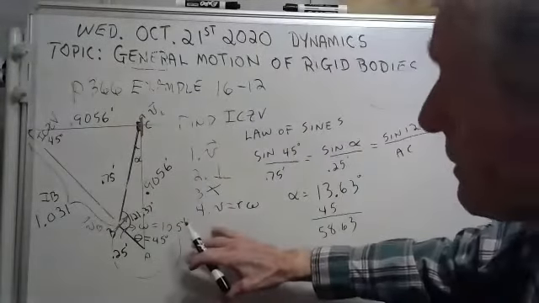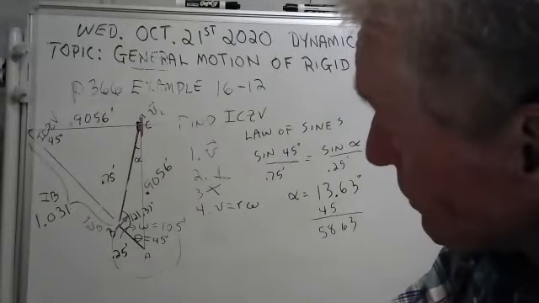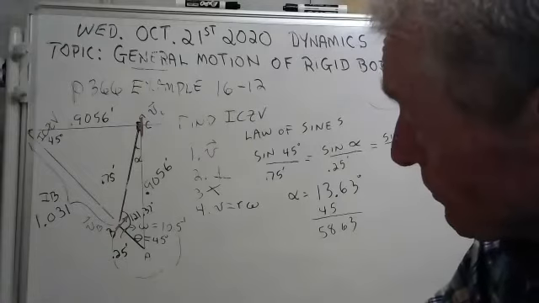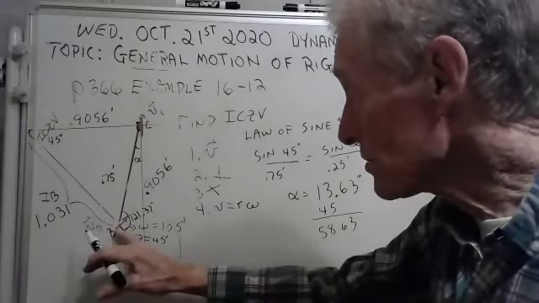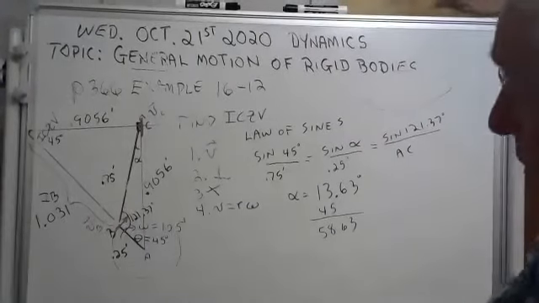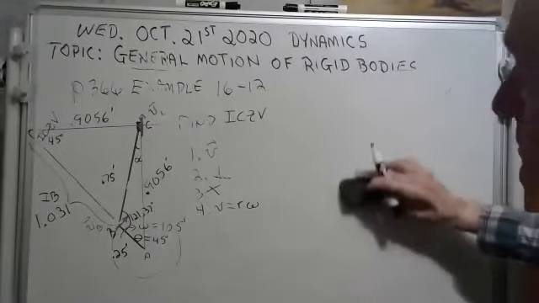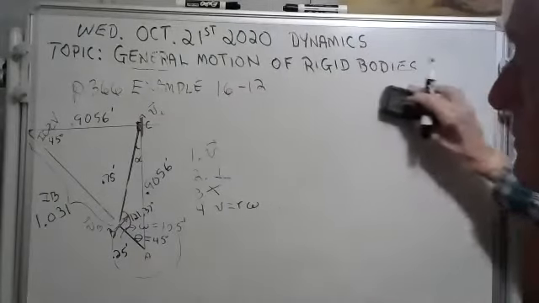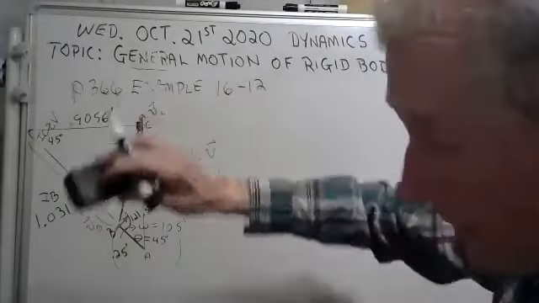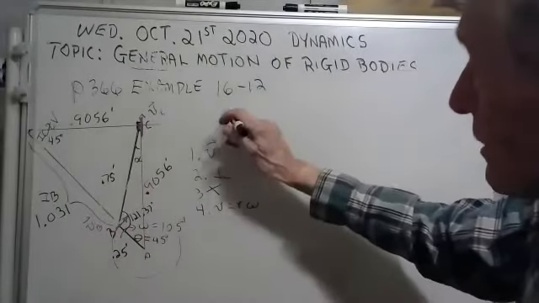Okay, now we're ready to find whatever we want to find. Like, for instance, the velocity of the piston. I think we want that. But first, we're going to start with the velocity of B. I need some room here. Let me make some room. Again, if you just tuned in, we're doing example 16-12 on page 366, and I'm going to find the velocity of B.